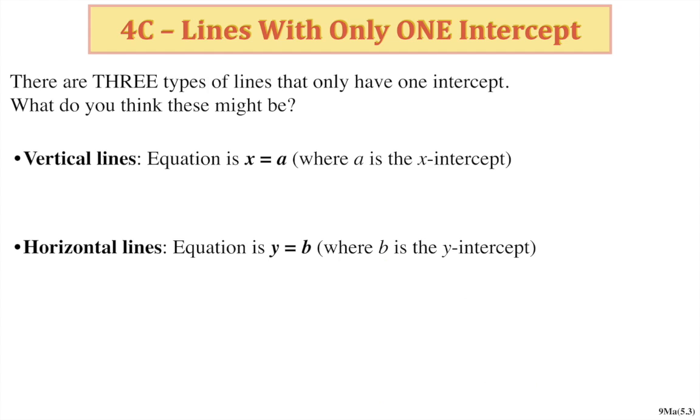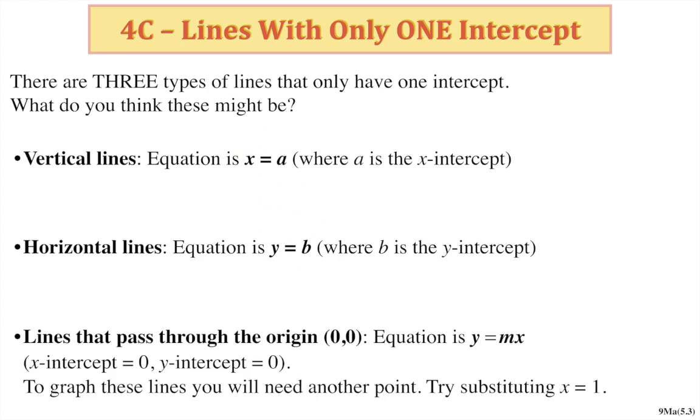So vertical lines are in the form x equals, horizontal lines are in the form y equals. We also have some lines that go through the origin, and we'll talk a lot more about this later, but for the moment y equals mx is their equation. Now they go through the x-axis at 0, so their x-intercept is 0, and their y-intercept is 0. So they actually have two intercepts, but because it's at 0, 0, you can't really tell much about it.